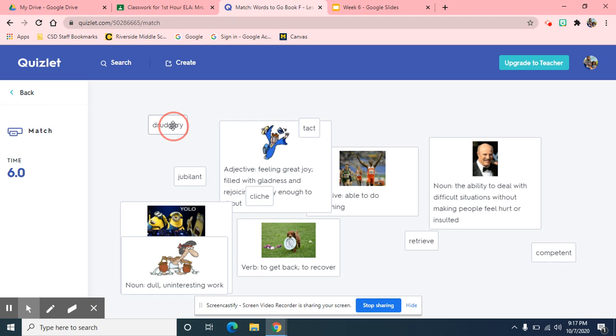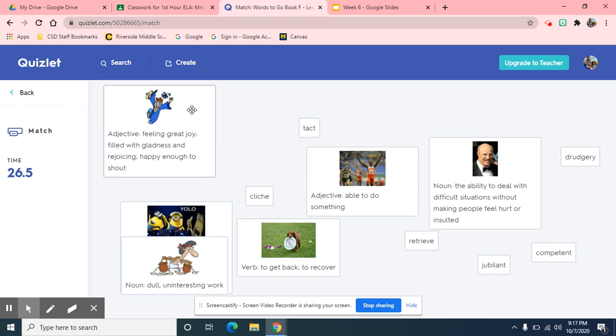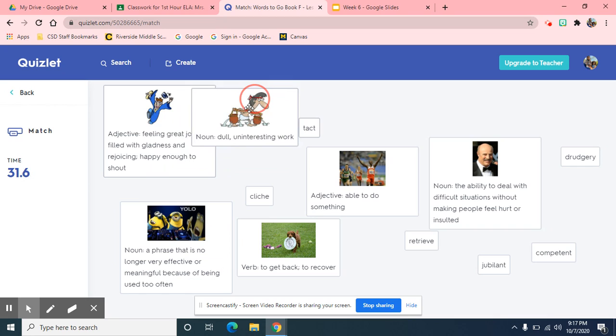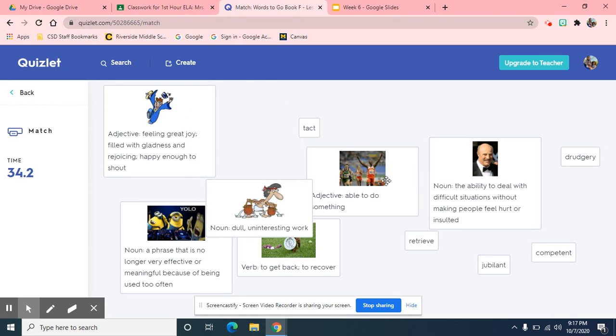You drag the word and you place it under the right definition. If you don't put it on the right definition, it will jump. If you do put it on the right definition, it will disappear. So like those people are very jubilant. They're celebrating. I think that's the picture. So you would put, hold on, let me see. Oh, no, this is able to do something. And this is dull and uninteresting job. So you would say drudgery might be this one, and you would click it. But then you don't have to add pictures. You can change the pictures here.